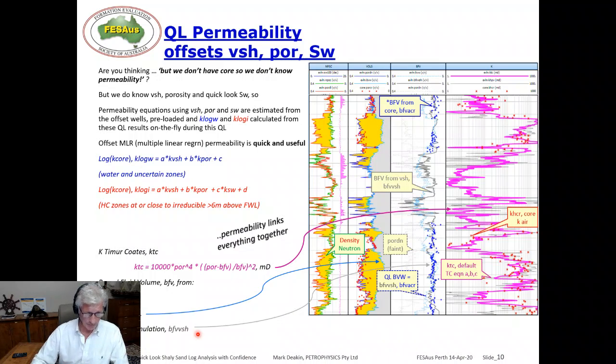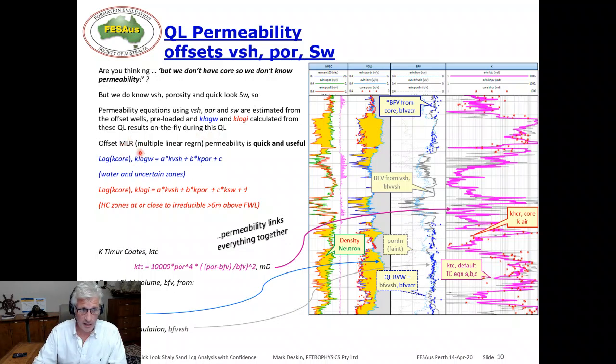Now, what you may be thinking is, but we don't have cores, so we don't know permeability. Well, I have talked about it quite a bit already, that we do know vshale, porosity, and quick look SW. So permeability equations using vshale, porosity, and SW are estimated from the offset wells, where we do know these answers, right? And preloaded K-log water, for the water zone or below SWI, and K-log I, which is at irreducible, calculated from these quick look results on the fly during this quick look.